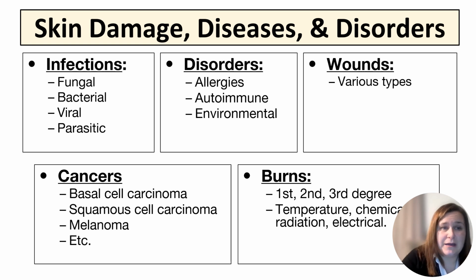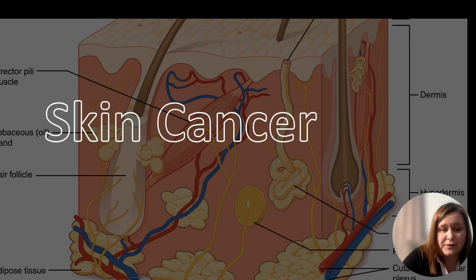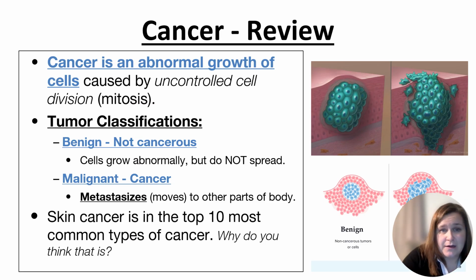So let's talk a little bit about a few different types of skin damages, diseases, disorders, things like this that can happen when stuff goes a little bit wrong with the skin. The first thing we're going to talk about is skin cancer. Cancer is an abnormal growth of cells that's caused by uncontrolled cell division or mitosis. There are a few different ways that we're going to classify tumors. We will classify them as being benign, which means not cancerous. The cells are going to grow abnormally, but they're not going to spread. And we also have malignant cancers. Malignant cancers metastasize. That means they move to other parts of the body. So you have the uncontrolled growth, the cells are growing abnormally, and then those cells are moving to other parts of the body.